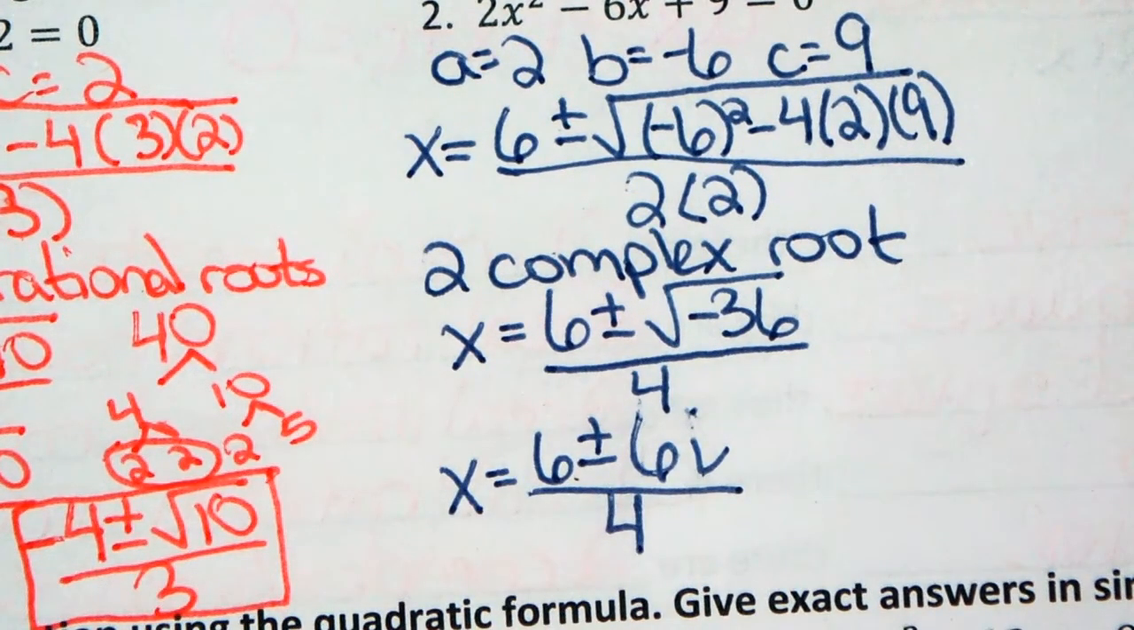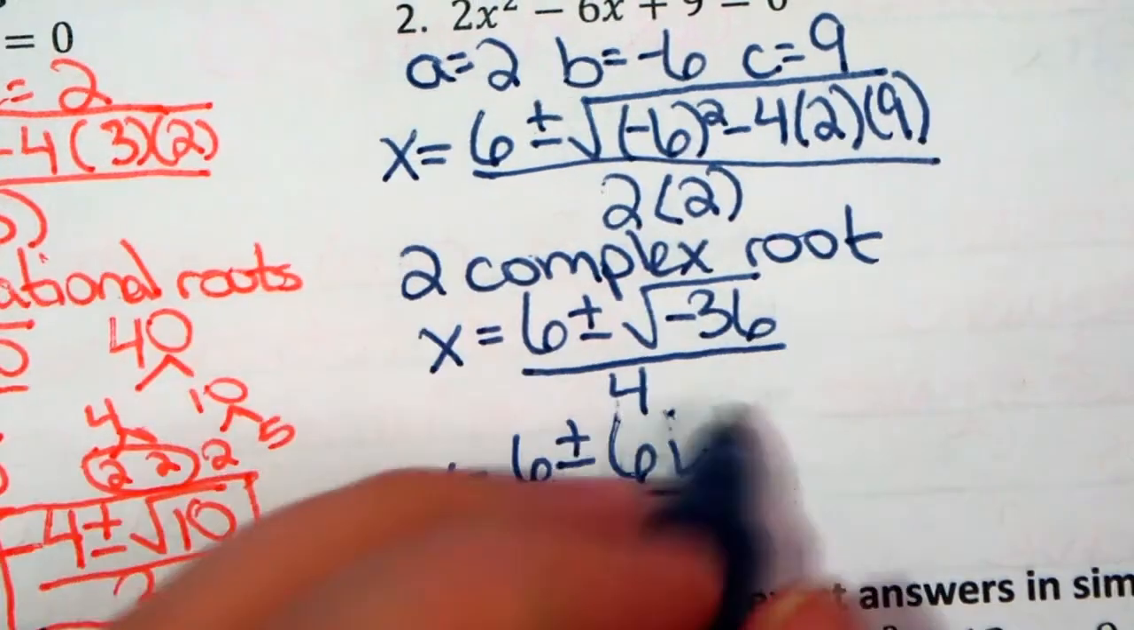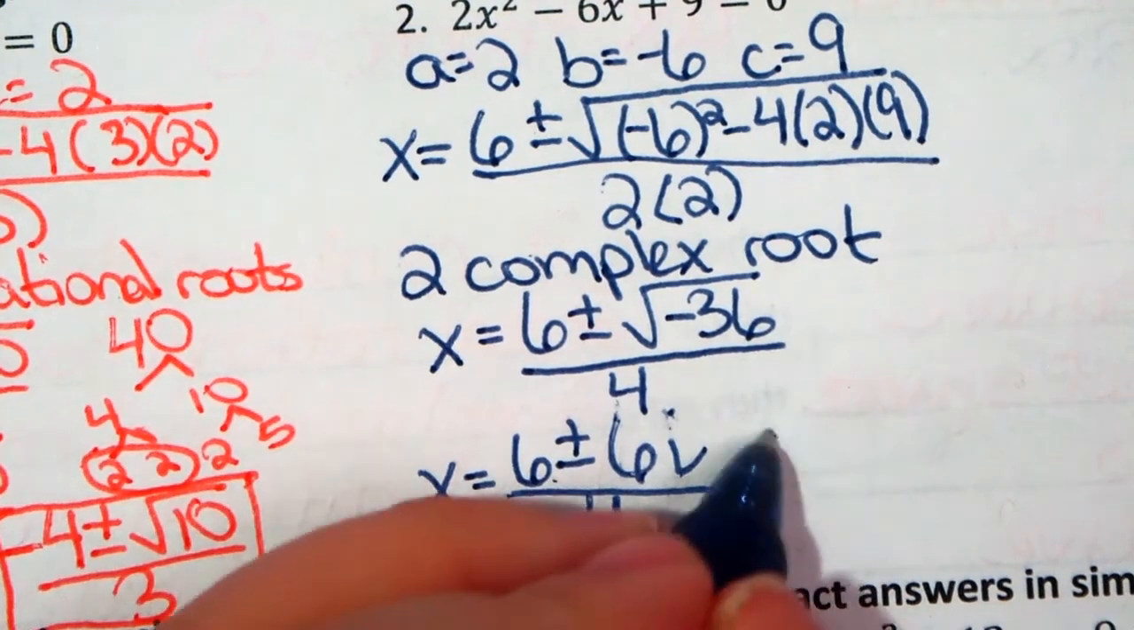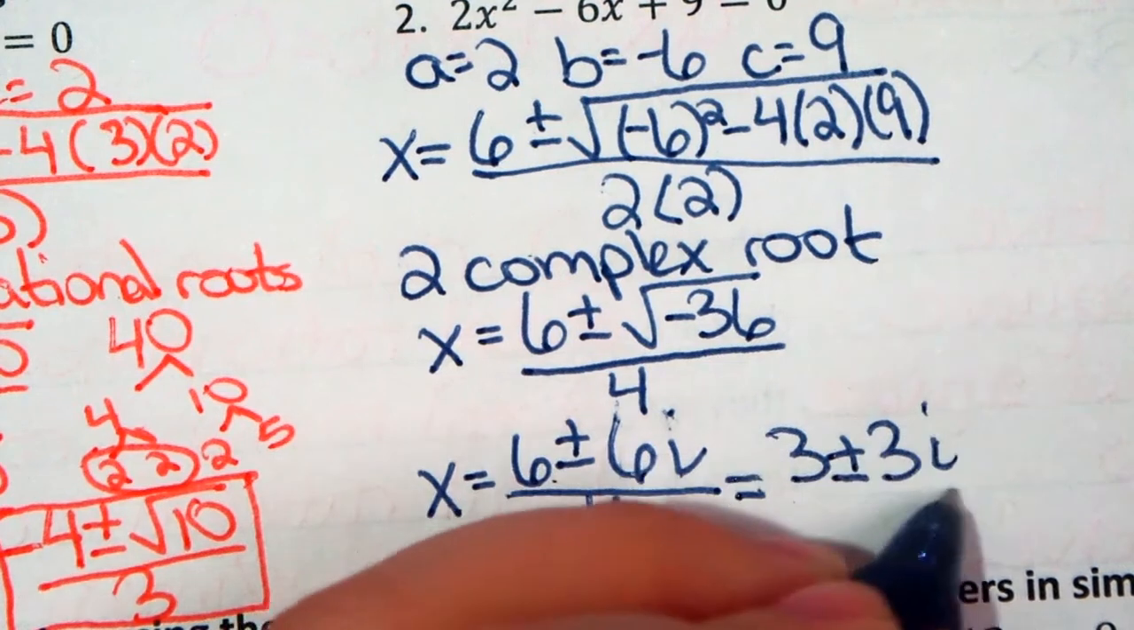And always check again to see, can they be reduced? 6, 6, and 4 can all be divided by 2. So we get 3 plus or minus 3i over 2.